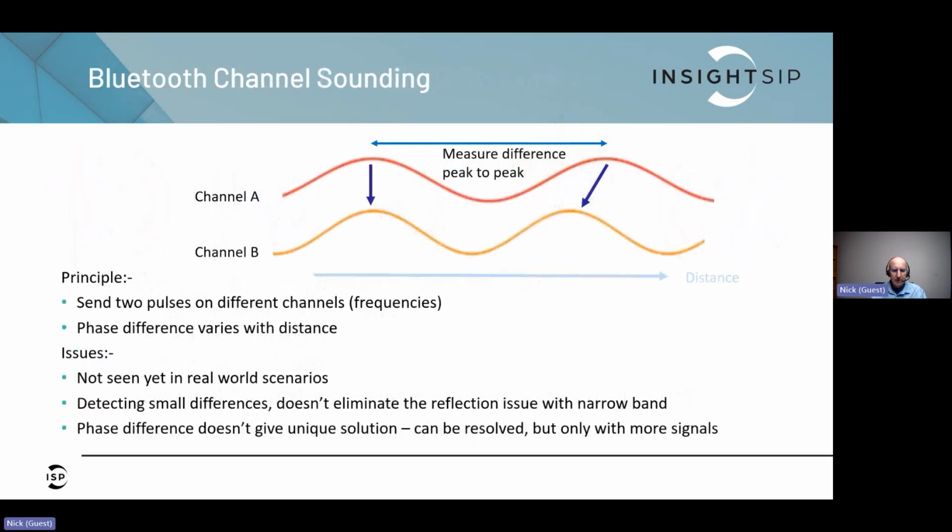So you might also have heard about channel sounding. This is quite new. I'm not going to go into the details of this because it's a Bluetooth technology, but essentially the principle is that you send two pulses on different channels, which are different frequencies, and then you measure the phase difference between them. How well will this work? Well, it's a bit early to say. Theoretically, it could certainly do better than the other technologies that have been proposed with Bluetooth, but we haven't seen how well it works in the real world yet, and it does still basically revolve around detecting small differences. It doesn't really seem to get over the reflection issue that well.